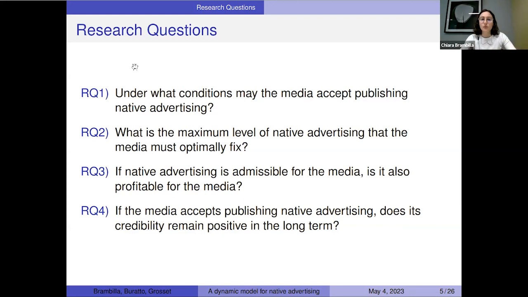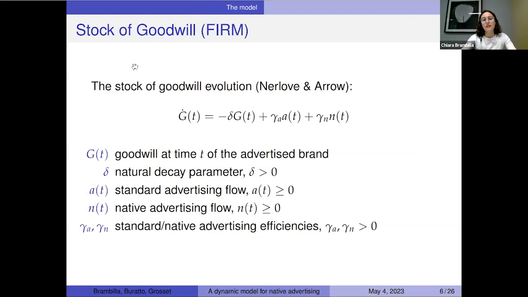So we try to answer this question through our model, and we are now going to formalize the model. We formalize the model just starting from the firm. So in our game, the firm is the follower. And this firm is represented in the game through the state variable of its stock of goodwill. And as typical for this kind of game, we formalize the goodwill evolution using the Nerlove and Arrow model.